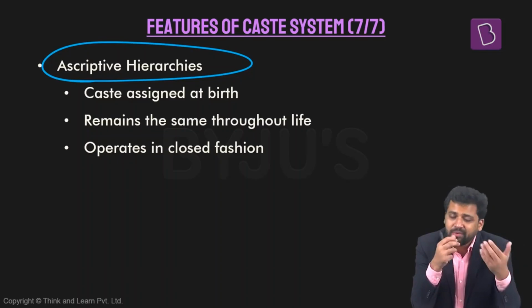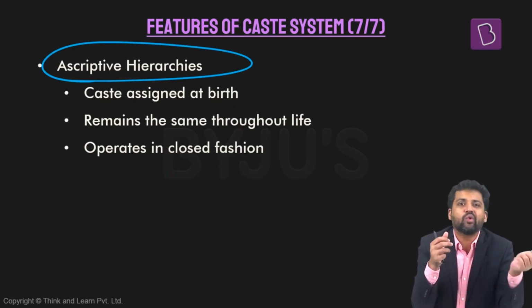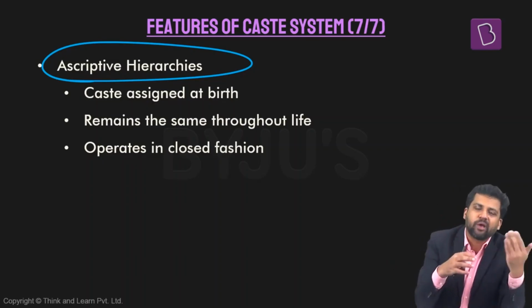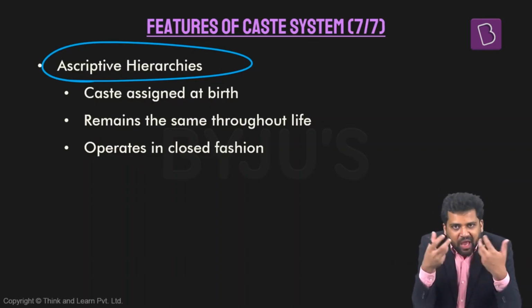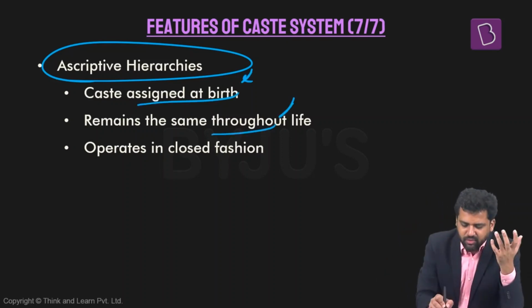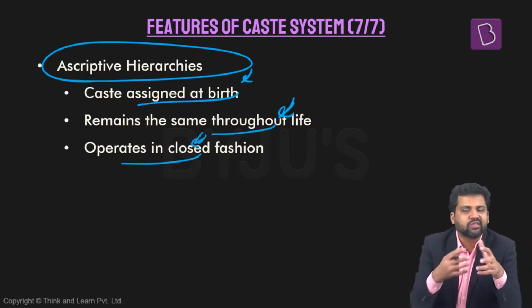So some people are accorded higher status, some people are accorded lower status. Why are some people accorded higher status? Because they are born into a caste which is already accorded higher status. So there is a caste which is considered to be superior. Whoever is born into families of the superior caste will be accorded higher status. Someone born into a caste which is accorded lower status will continue to have lower status. So these hierarchies are from birth. Right? So caste is assigned at birth and it remains more or less the same throughout life. And it operates in a closed fashion. This is something that we already talked about.